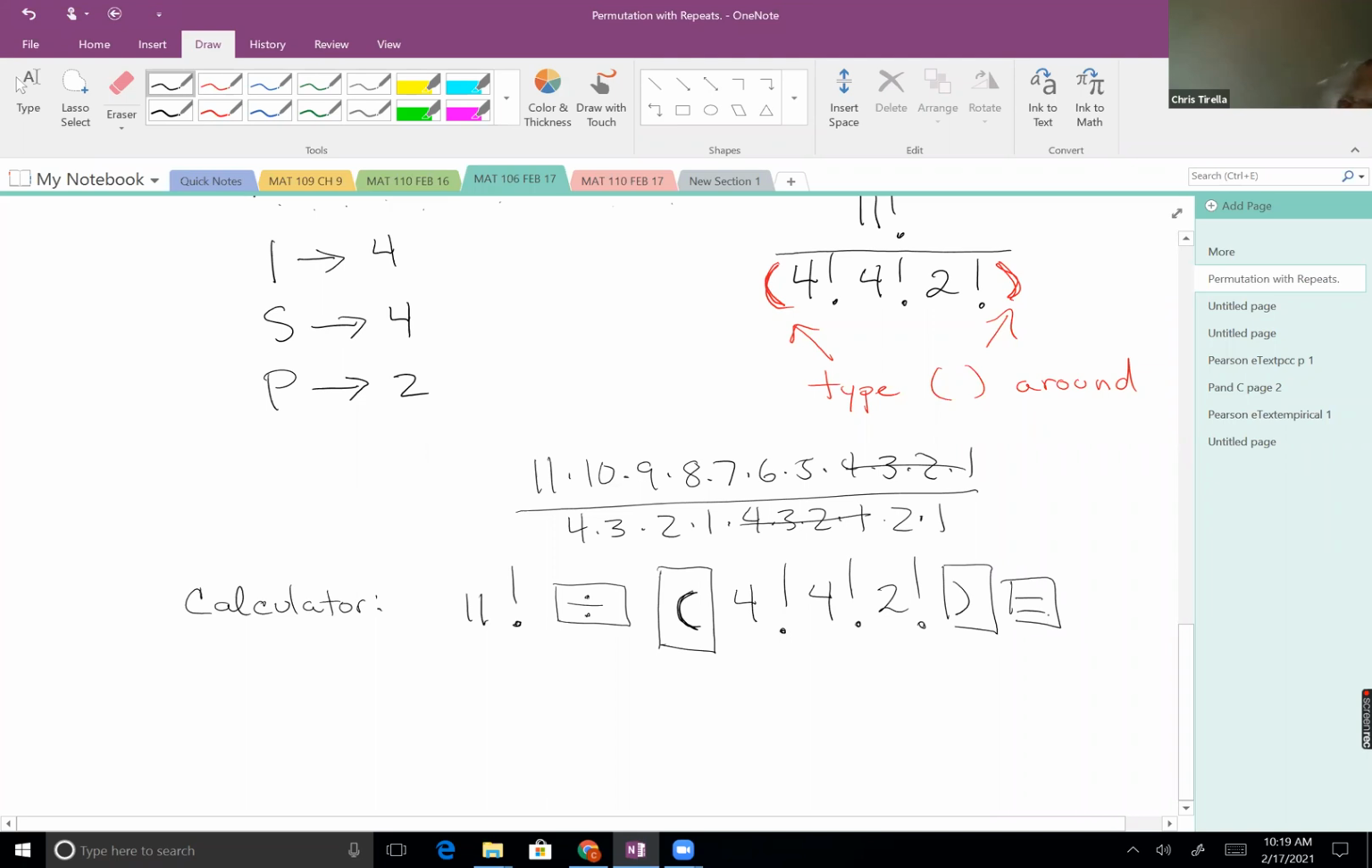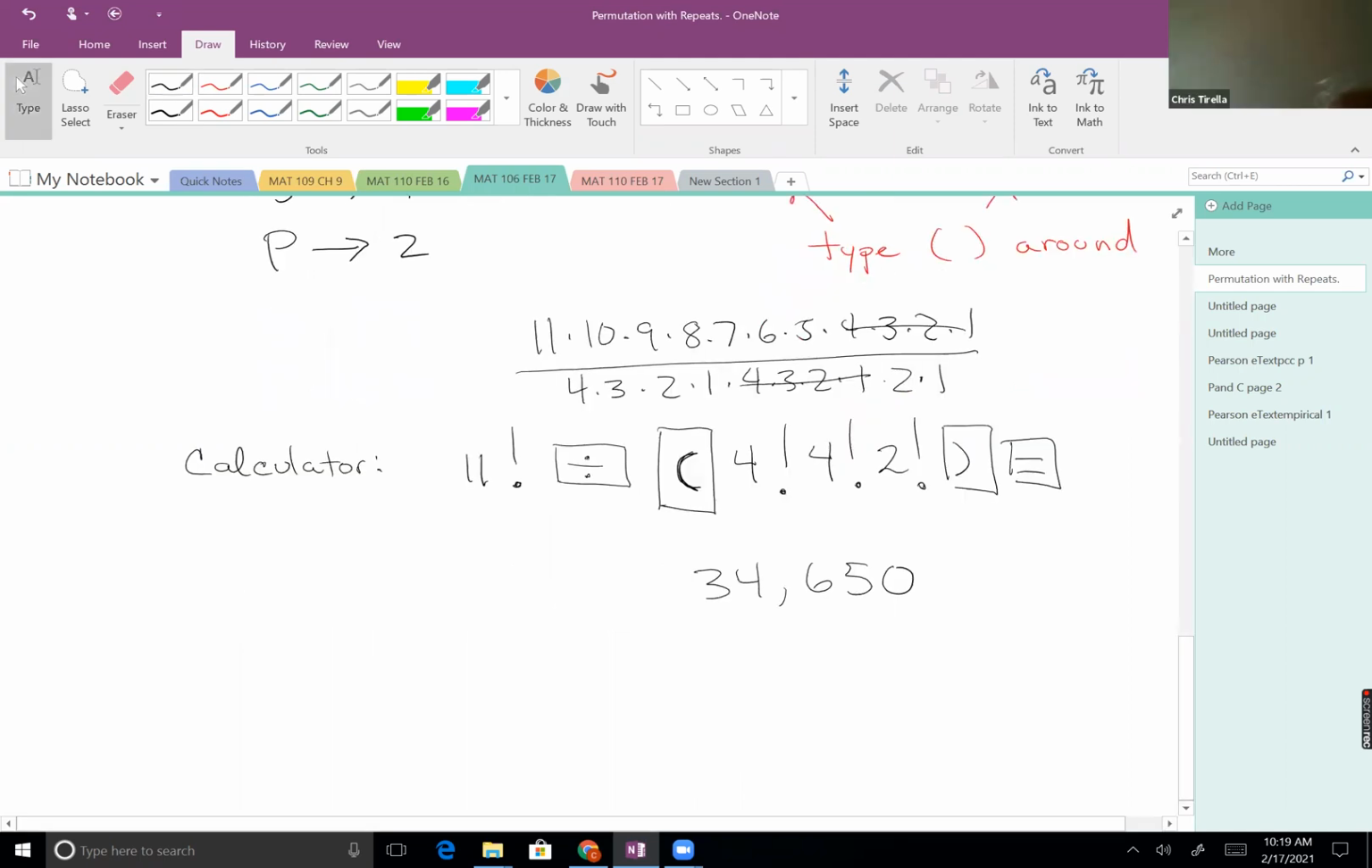And so how many different ways can we arrange the letters in the word Mississippi? 34,650. Should we start listing them? I think there's too many, but I want everybody to try it without the parentheses.